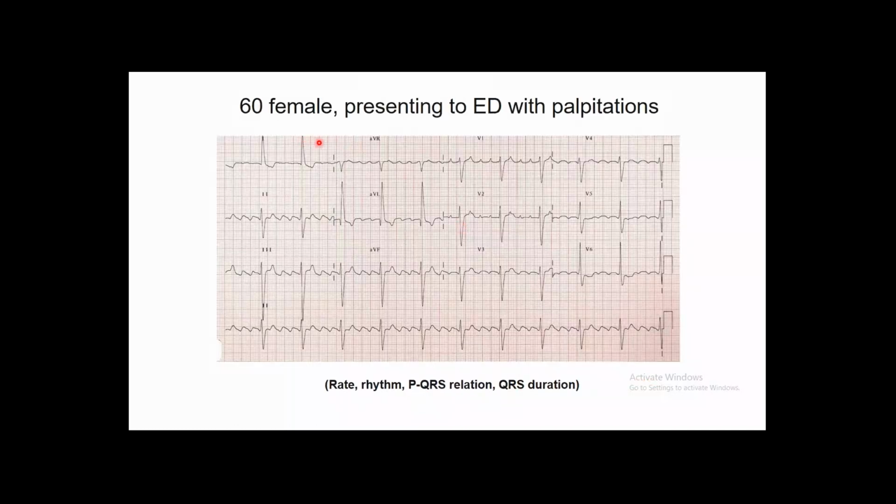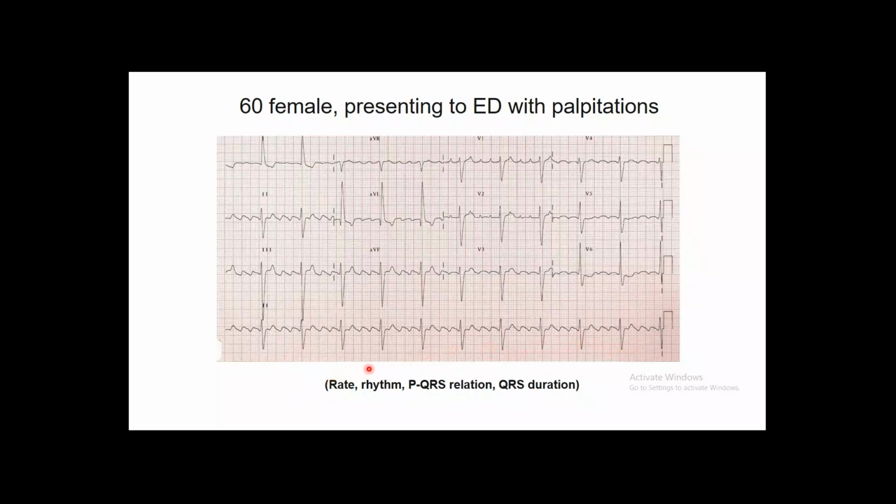Again, a 60-year-old female presenting with palpitation, commenting on the rate. Rate is around 70-75. How do we calculate it? The number of large squares between two RR intervals: 1, 2, 3, and 4. 300 over 4 is 75 beats per minute. The rhythm is regular. There is a regular interval between each R and the following R complex.